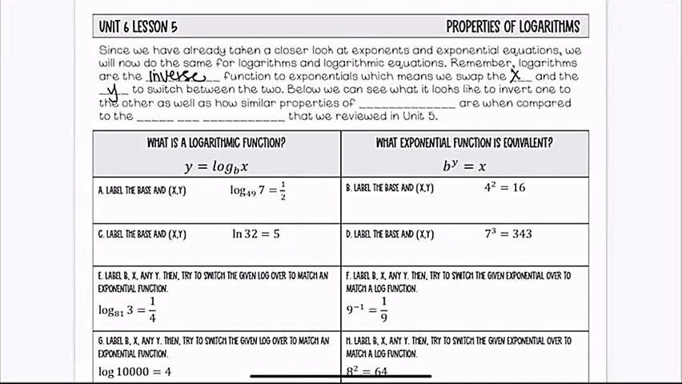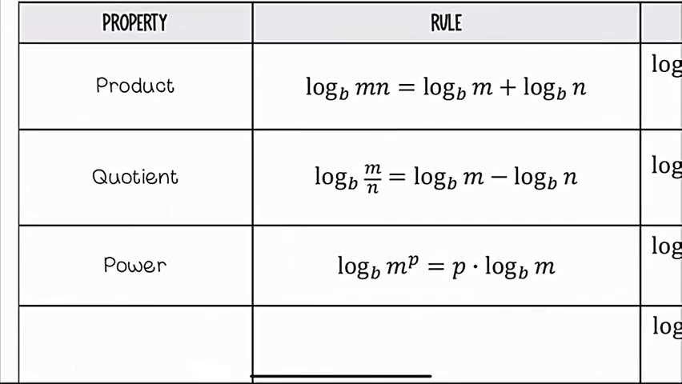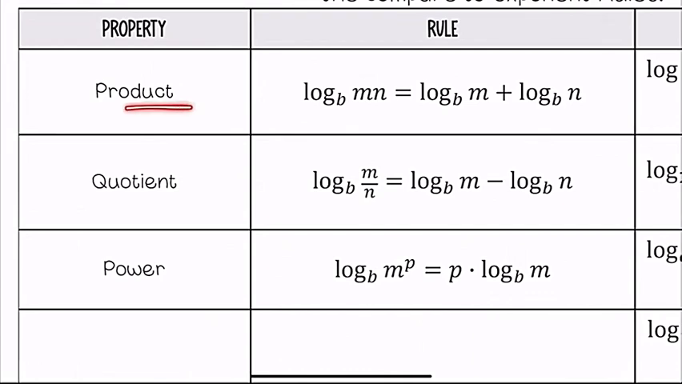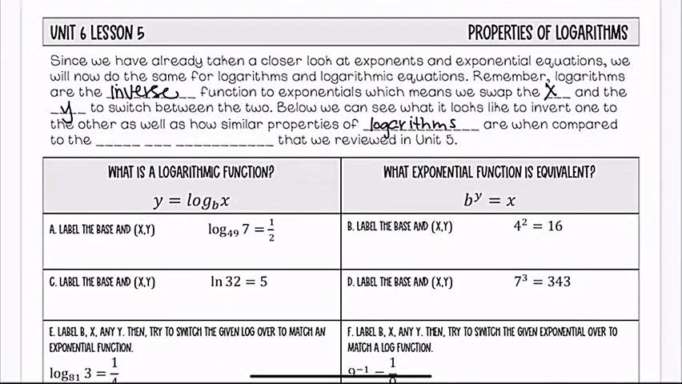Below, we can see what it looks like to invert one to the other, as well as how similar properties of logarithms are when compared to the laws of exponents that we reviewed in Unit 5. If you look down here, here's our properties of logs. You can see we have one called product, quotient, and power. Those are all names that we use for laws of exponents, which is what we covered in Unit 5. Nice review back in Unit 5 from freshman year.